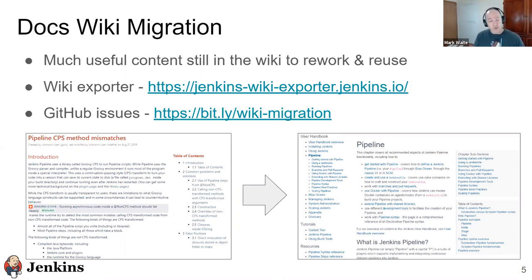So we have a tool, the Wiki Exporter, which will help us as contributors take content from the wiki, export it, and put it into a place where we can modify and improve them, the Jenkins.io website. We're tracking those with GitHub issues, and we've actually gone through a prioritization and an outlining process to get those ready. So our goal here is to get content to users so that they can benefit from what we already know and what is already captured in the wiki.